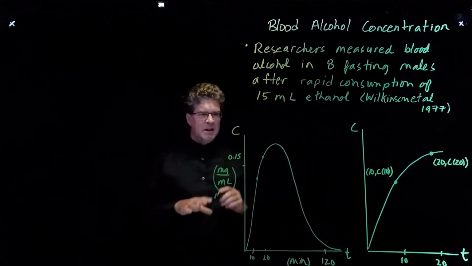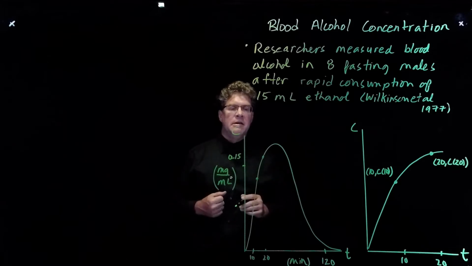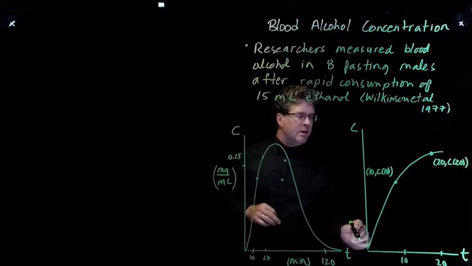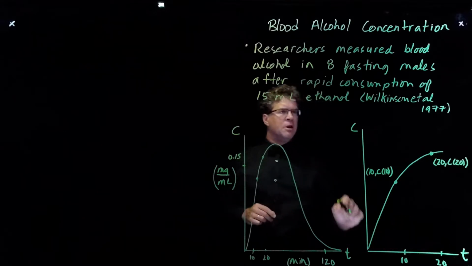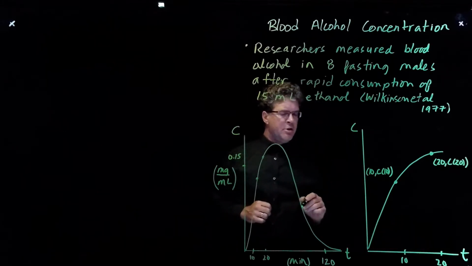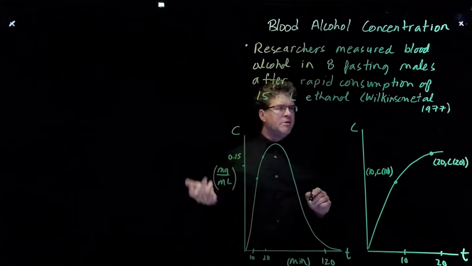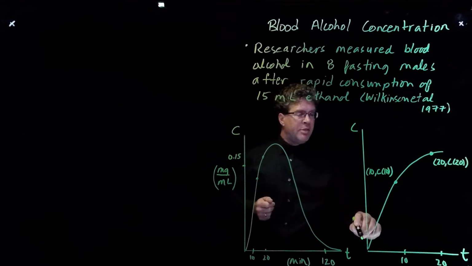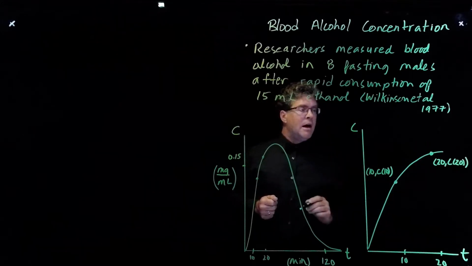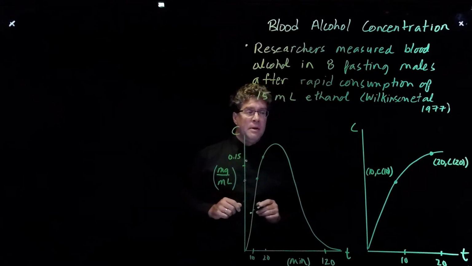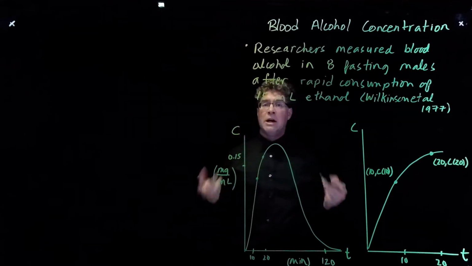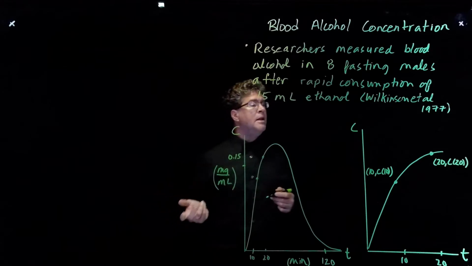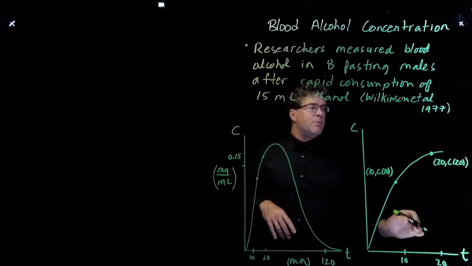Now, if we look at this initial increase in the blood alcohol concentration and plot it over here, this axis is time, this is blood alcohol concentration. The units for time are minutes, and the units for blood alcohol concentration are milligrams per milliliter. We see that there's an increase, as shown by the curve there. Now, we might be interested in how quickly the blood alcohol levels are increasing. So we could measure them, say, at 10 minutes and at 20 minutes.